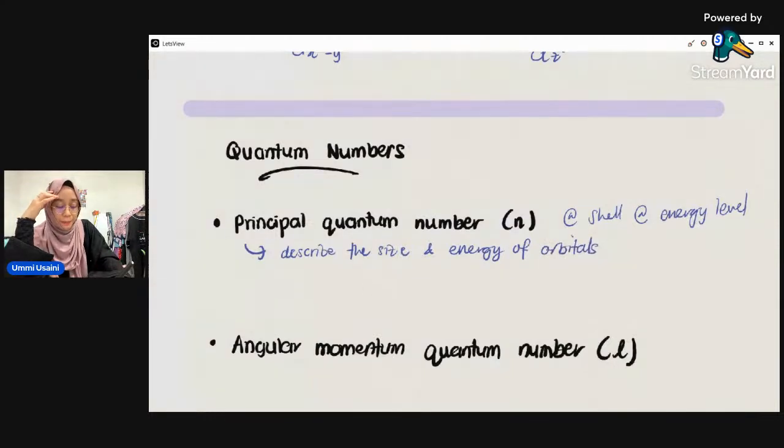Okay, so what happened if the N value increases, class? What happened to the size? Sebenarnya kamu dah nampak obvious tadi lah daripada shape yang Miss lukis 1S dengan 2S tu tadi. When N value increases, apa jadi dengan size? And also energy sebenarnya.